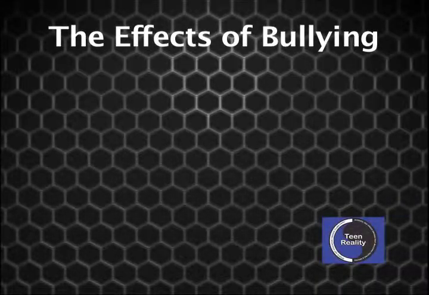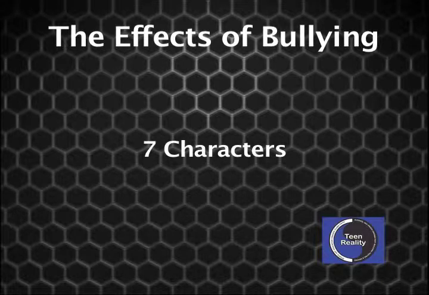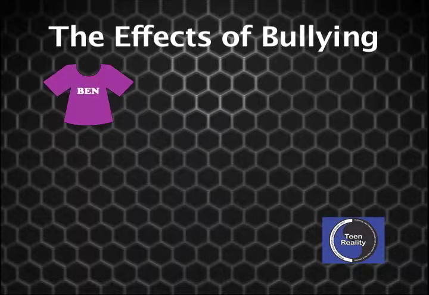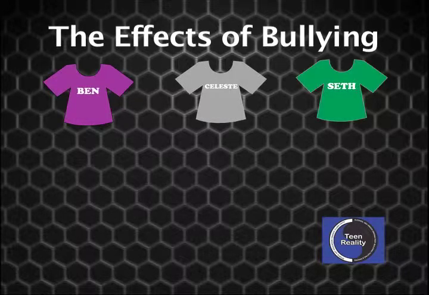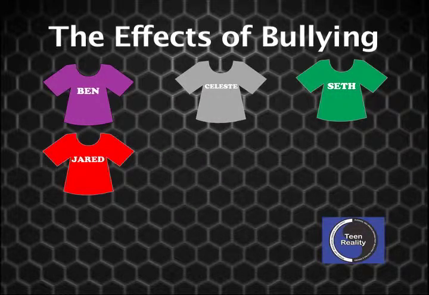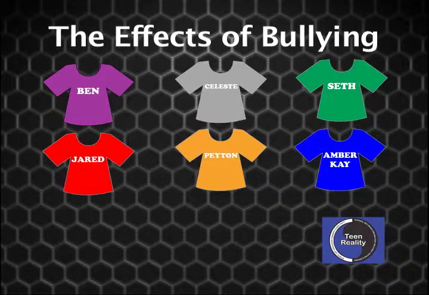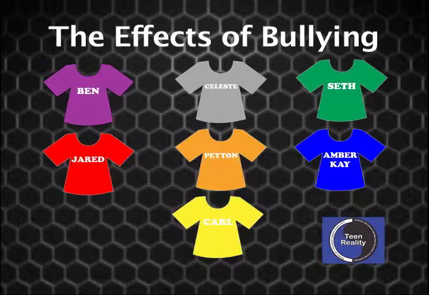Today you are going to go through a series of scenes depicting the lives of 7 main characters. Each character will be represented by a different person in each scene, but they will all have the same color shirt. Ben will be wearing purple, Celeste will be wearing gray, and Seth will be wearing green, and they are being bullied by the popular kids at school, who are Jared wearing red and Peyton wearing orange. Amber Kay wearing blue is always standing up for her friends, while Carl wearing yellow stands by day after day and watches what takes place but does nothing. As you go through today's drama, think of which character you may represent.